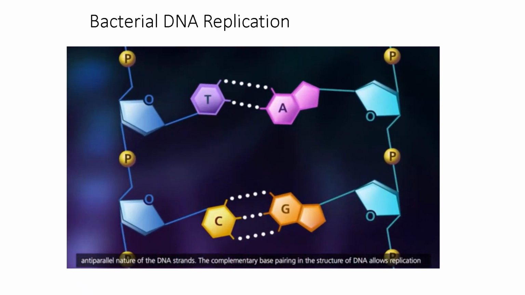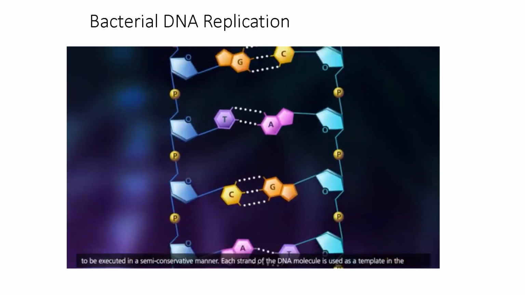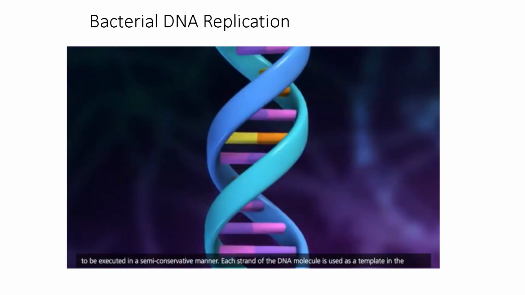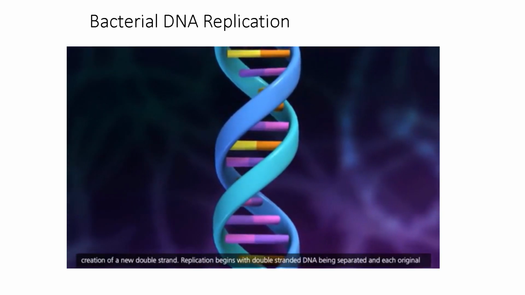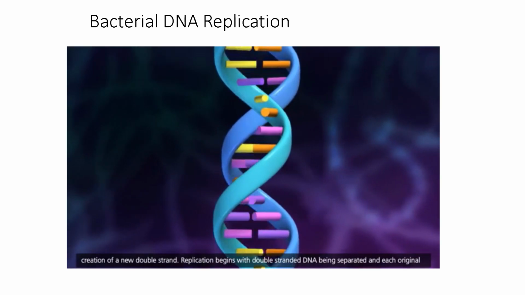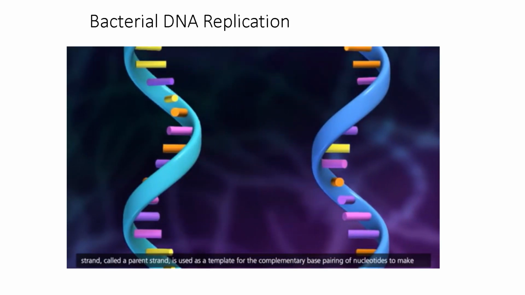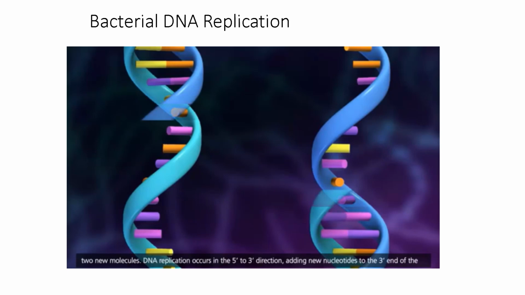The complementary base pairing in the structure of DNA allows replication to be executed in a semi-conservative manner. Each strand of the DNA molecule is used as a template in the creation of a new double strand. Replication begins with double-stranded DNA being separated, and each original strand, called a parent strand, is used as a template for the complementary base pairing of nucleotides to make 2 new molecules.